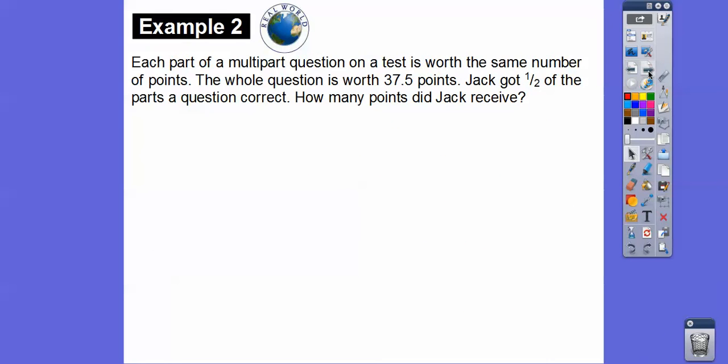All right, so here's another one. Each part of a multi-part question on a test is worth the same number of points. The whole question is worth 37.5 points, okay?